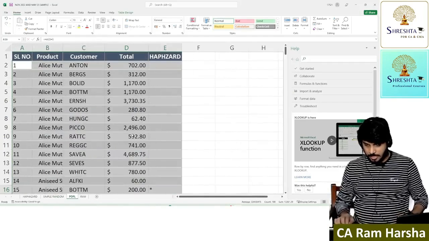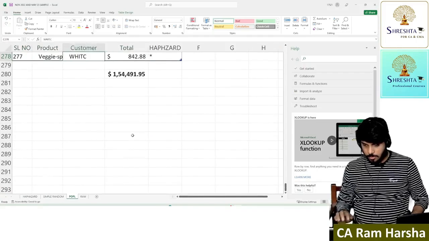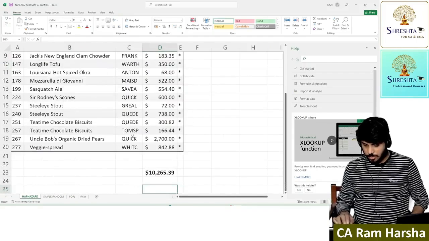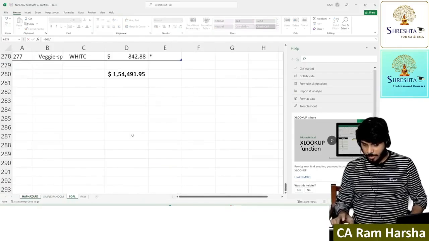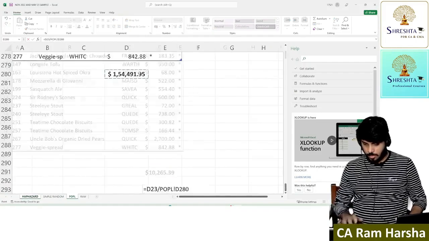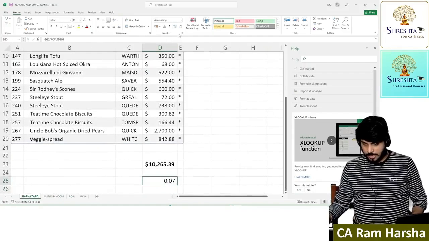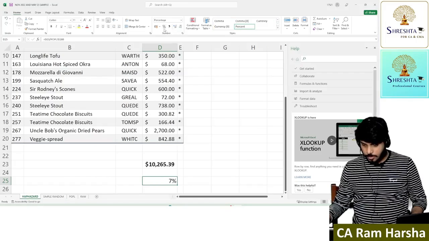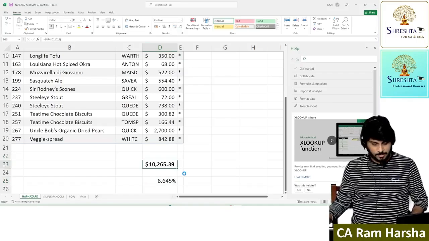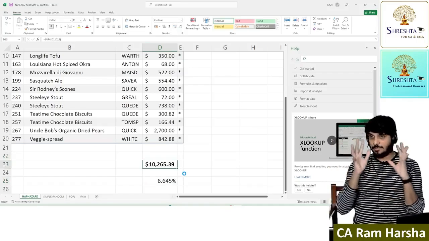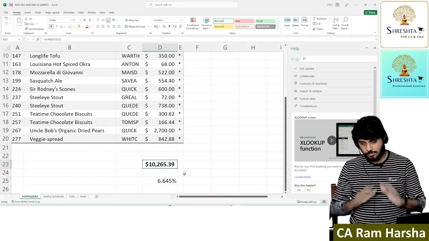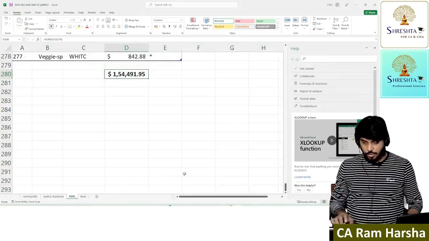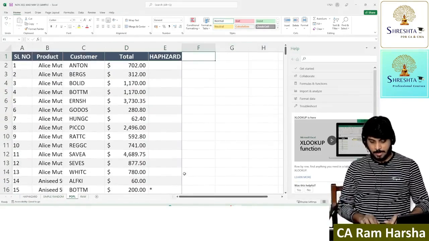Now I'll apply. What is this total to population? Now what is the population here? So this is the population, yes or no? So this divided by population. Now it is approximately 6.65%. Correct? Now this is simple random sampling, haphazard sampling. Correct? Everyone? Now, if I go to the population again, I'll apply block sampling.